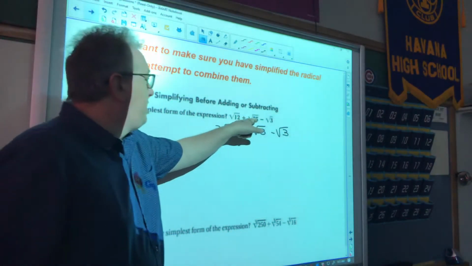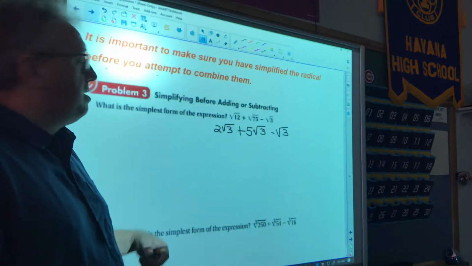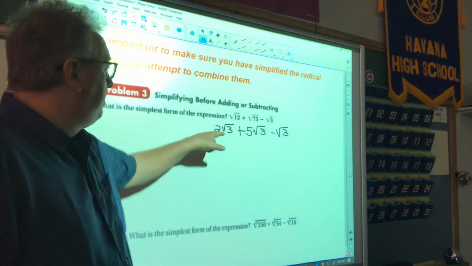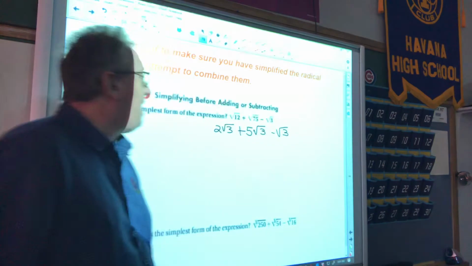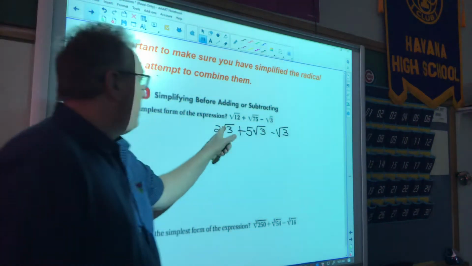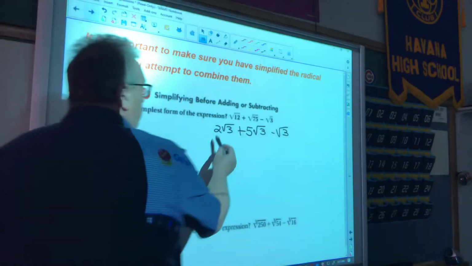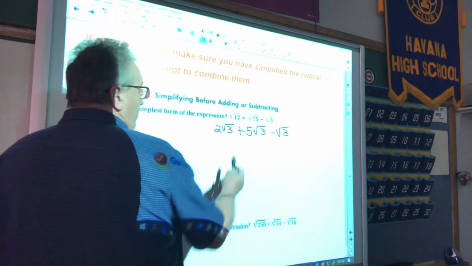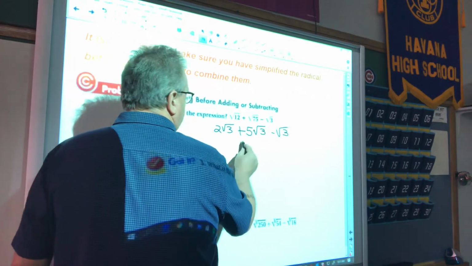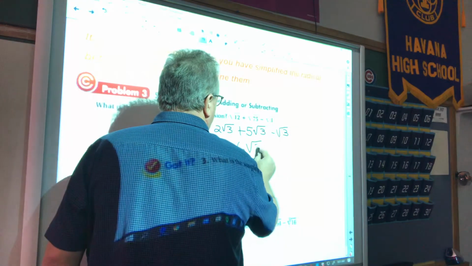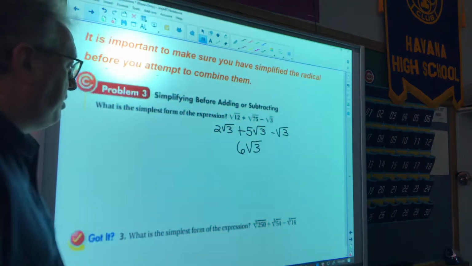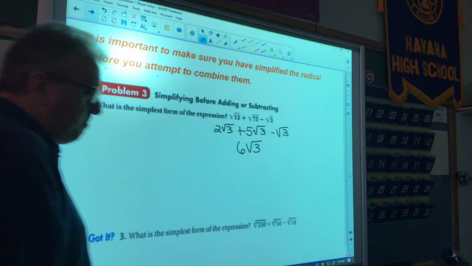Now look what happened. We went from 3 completely different radicands, but then once we simplified, we have 3 identical radicands. Indices are the same, so therefore we can combine them. 2 plus 5 is 7, minus 1 is 6. So the answer is 6 times the square root of 3. Okay?